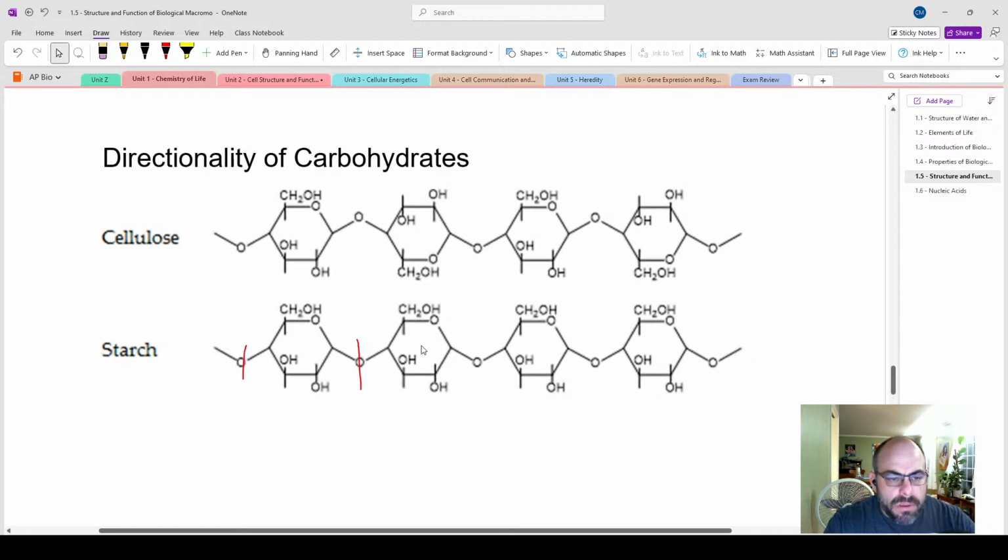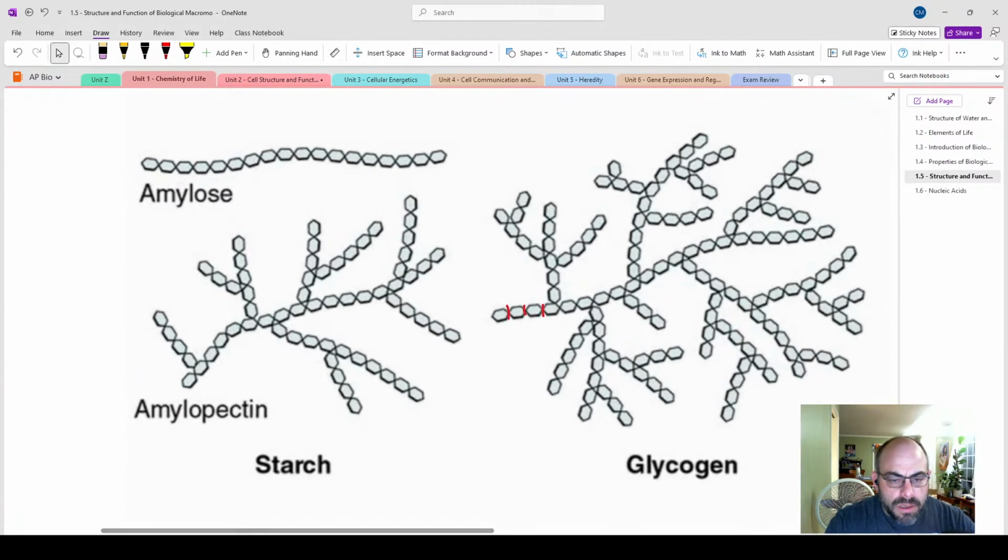So the shape of how starch is, all just like holding hands, right? I've always thought of that, and they're all pointed down. And starch is this molecule over here, and glycogen is very similar, and it's branched. And the purpose of this is to store glucose. Plants will store glucose using starch. Animals will store glucose using glycogen.